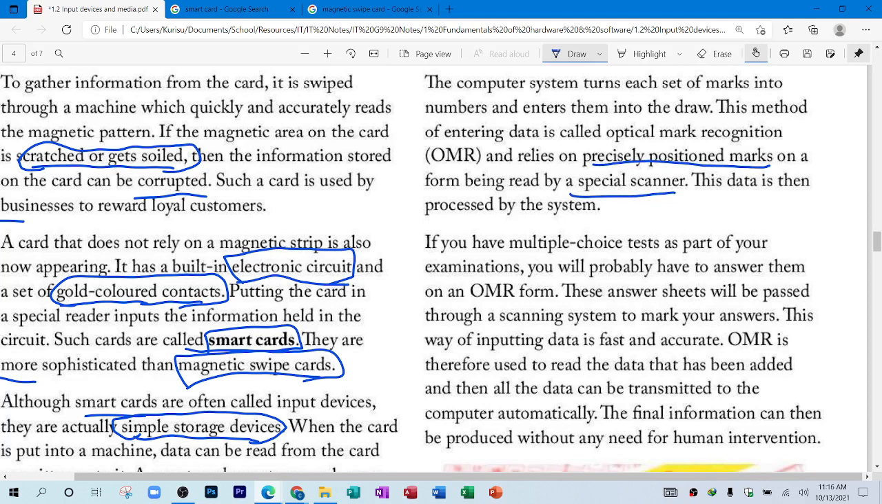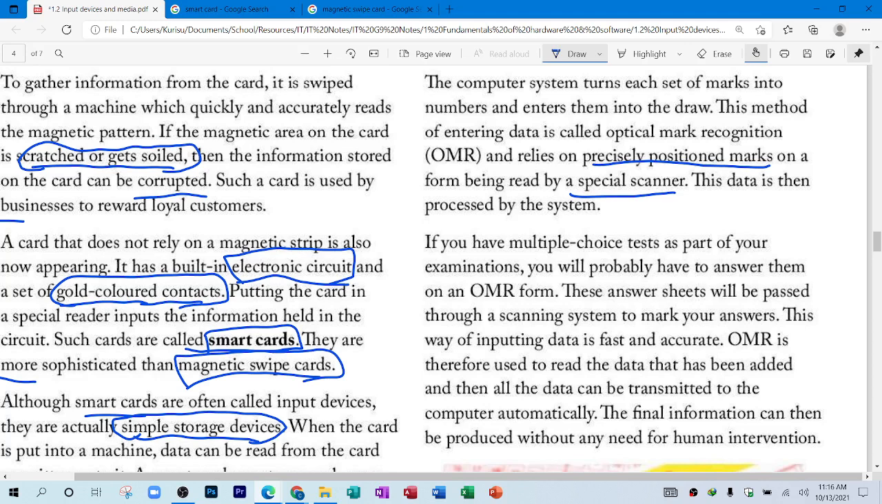If you have multiple choice tests as a part of your examination, you will probably have to answer them on an OMR form. These answer sheets will be passed through a scanning system to mark your answers. This way of inputting data is fast and accurate. OMR is therefore used to read the data that has been added, and all the data can be transmitted to the computer automatically. The final information can then be produced without any need for human intervention.